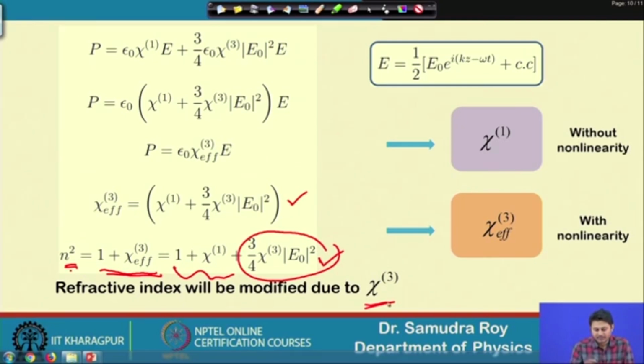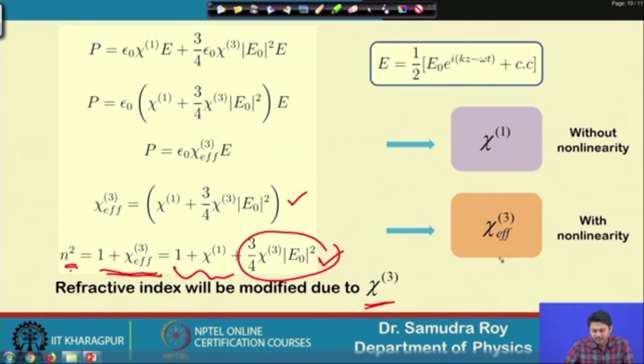Now, what is the meaning of that? Here in the right hand side, we schematically try to show that if my system has only chi 1, there is no refractive index change here. So, refractive index will remain unchanged.